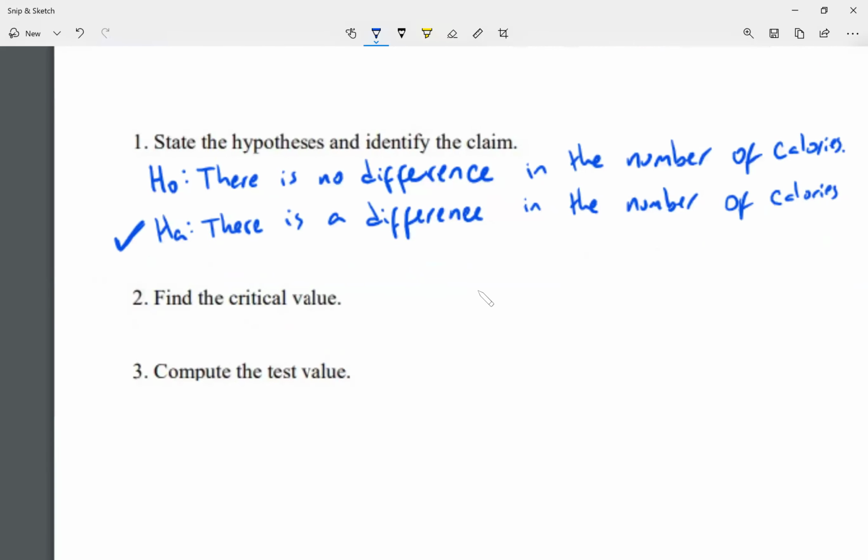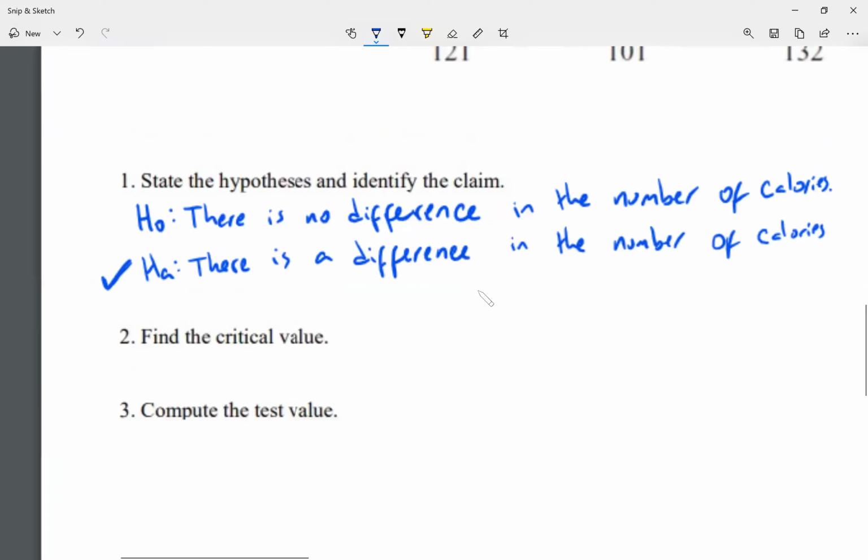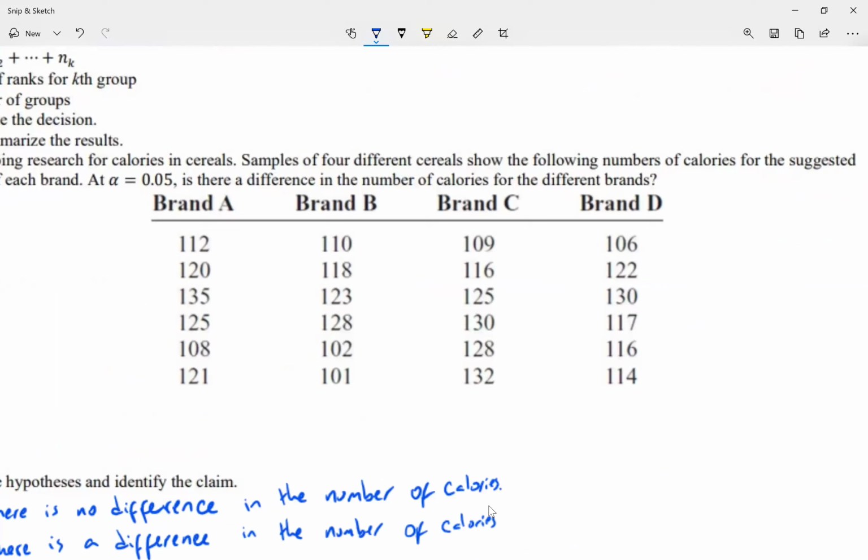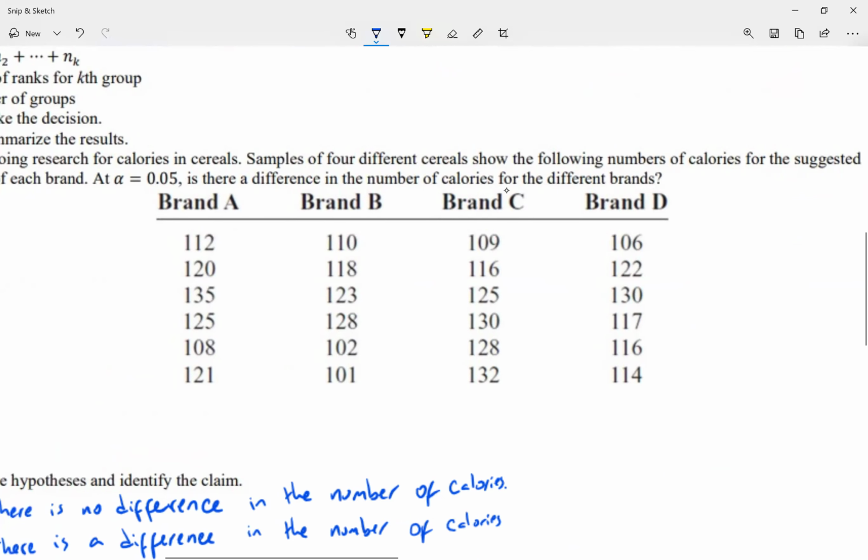Now we're going to find the critical value. We're going to be looking at our alpha as 0.05. How many brands of cereals do we see? I need some degrees of freedom. We have 4 cereal brands, so my degrees of freedom is going to be 3, 1 less. We're going to go to our table.